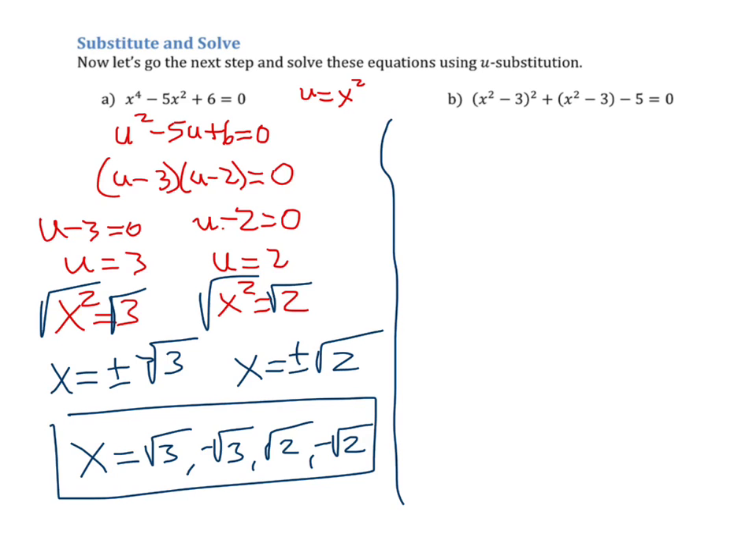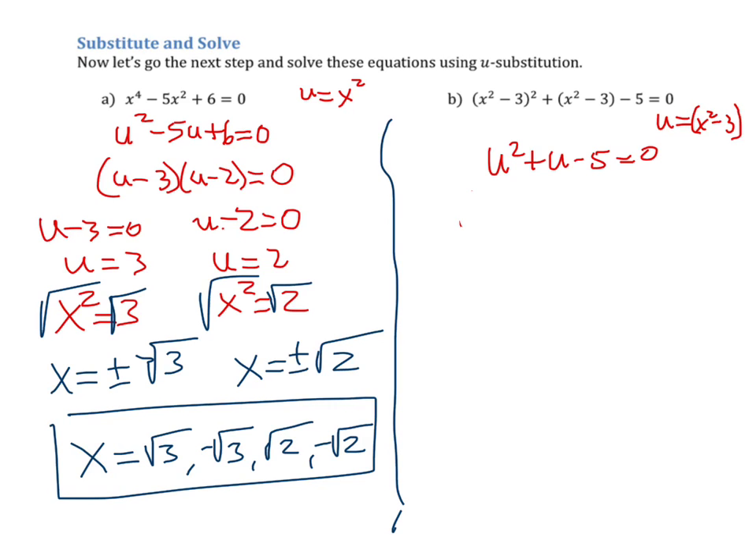We already said before this is in quadratic form because we have something squared plus something, but that something is in parentheses. So we'll use our substitution here, letting U equal x squared minus 3, that parentheses. And so we get U squared plus U minus 5 equals 0. I think we can factor this. Can we? No, actually, wait a minute, we can't factor it. So we're going to have to find a different method.